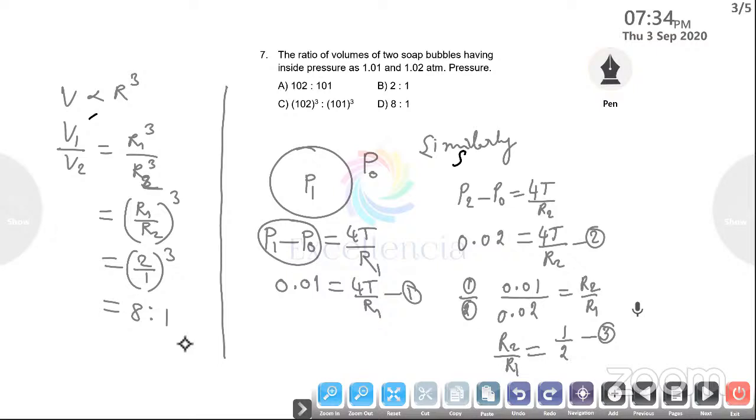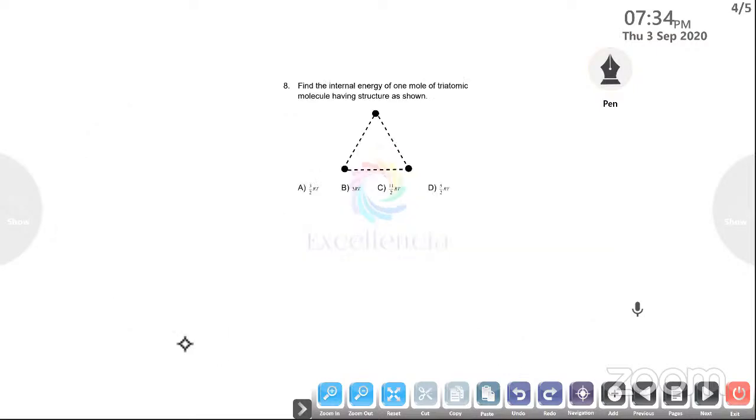Let us do the next question. Find the internal energy of 1 mole of triatomic molecule having structure as shown. Here you can see that this is not collinear. This is a triatomic nonlinear molecule. Here we can say these two are not on the same line. So for this, number of degrees of freedom due to translatory motion is 3 and also due to rotatory motion is 3.